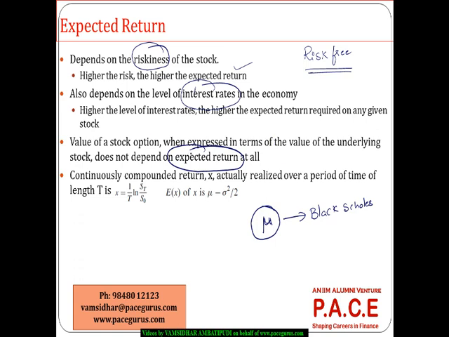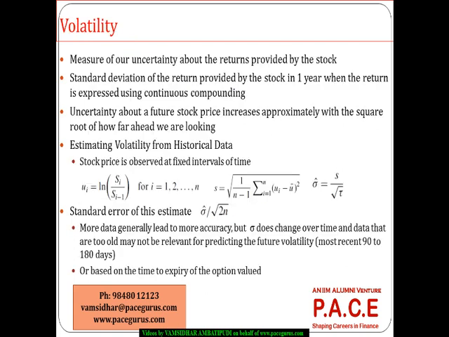But when we talk about the continuously compounded return, we have already seen in the previous slide that x is 1 by t times this, which means the expected value of x comes out as mu minus sigma squared by 2. So this is some basic stuff about the expected return that we need to be comfortable with.